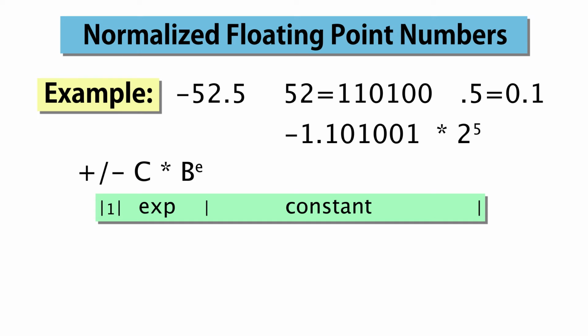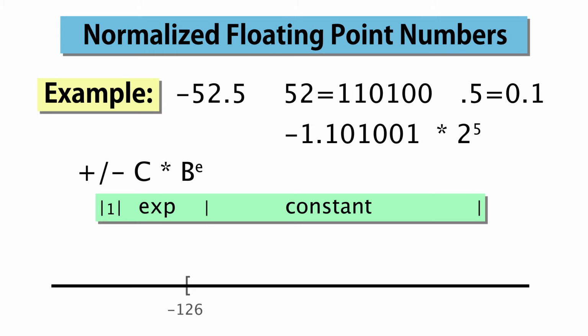Let's tackle the exponent next. The exponent in this case is 5. We've allocated 8 bits for the exponent field, which allows us 256 different bit patterns. 2 of those are set aside for special use, so we'll actually have 254 different patterns. We'd like to encode both positive and negative exponents. We allow the range of exponents from minus 126 to plus 127 inclusive.